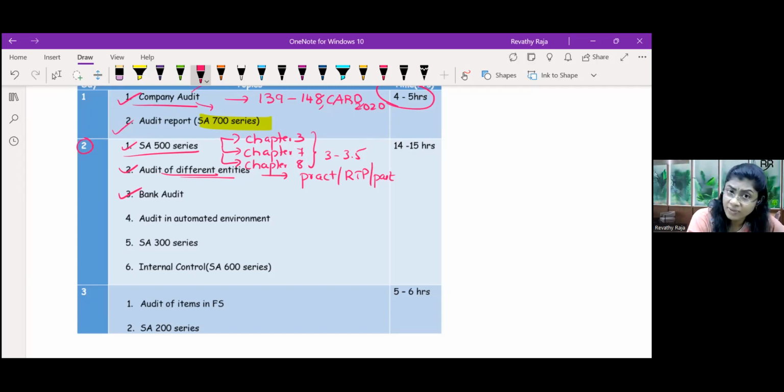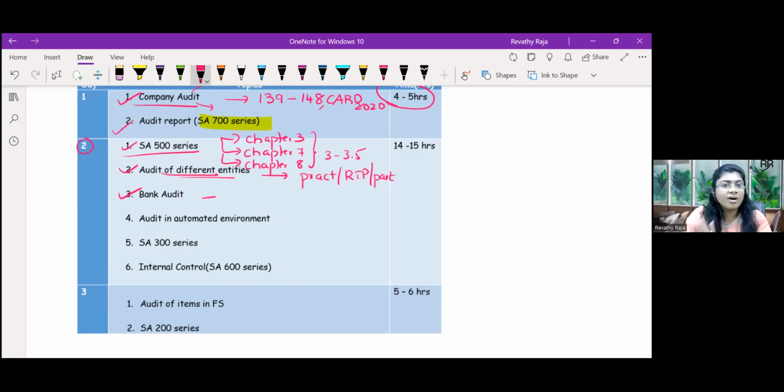Now, bank audit is a familiar topic to an extent, because NPA norms, provisions, asset classification, etc., you might have already learned in advanced accounts. In that, audit of advances is very important. So, revise that topic well. Again, you will take a little bit of time for that.